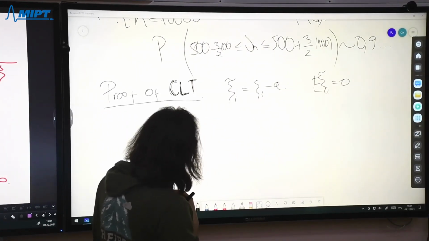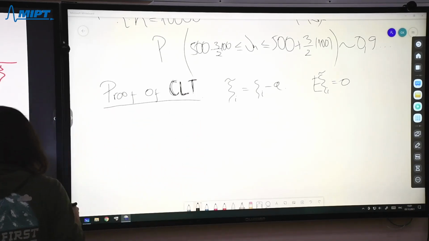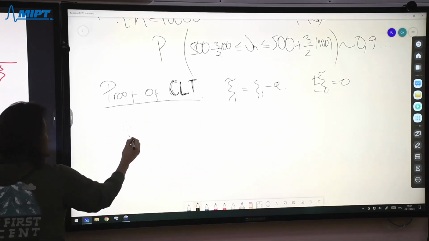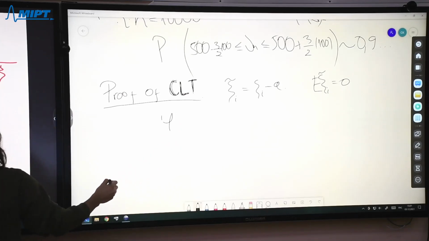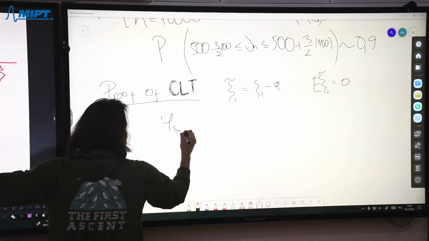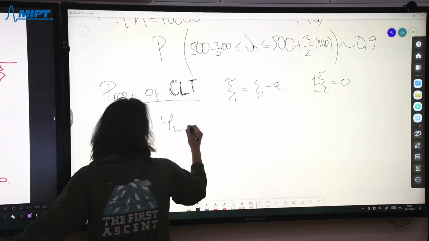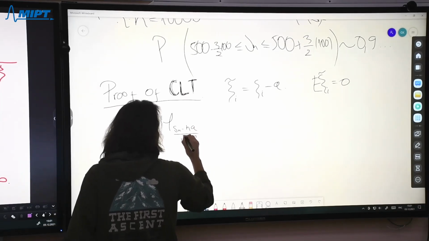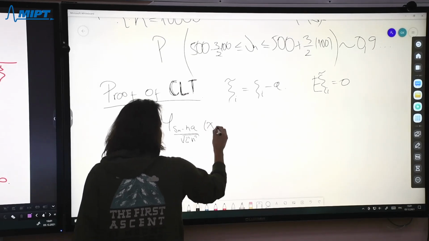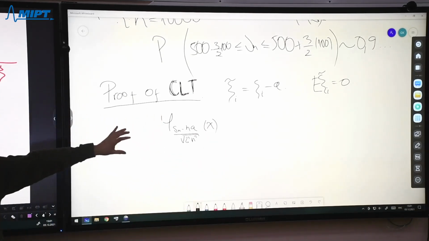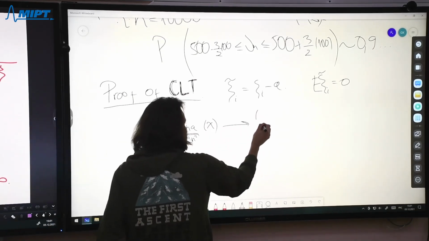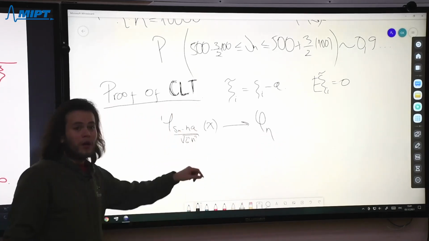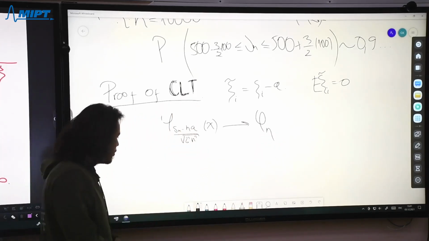Now, what else can I do here? We need to look at the characteristic function of this random variable, Sn minus Na over the square root of sigma squared n. I need to find this, and I need to prove again that this tends to this. This is what I want to prove. This is what I want to show. Okay?